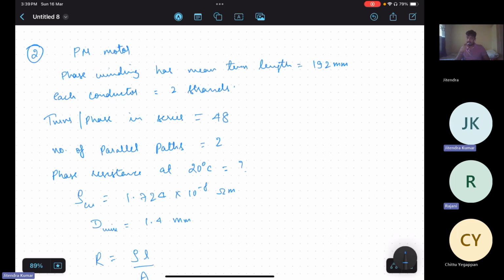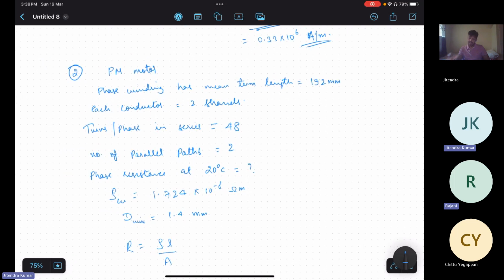Here they have given strands, whether it is required data also? Exactly, that's why I stopped. We have to consider number of strands, and we have to consider parallel paths. We have to consider number of turns per phase as well, because we are being asked phase resistance, not wire resistance. Parallel path means R1 R2 by R1 plus R2. That's what also we have to do, sir. If it is parallel, the resultant resistance is lower.